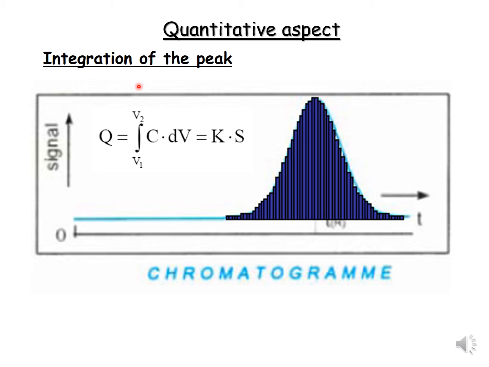So here you have the representation of the integration of the peak. So the representation of this equation, you see the peak, the Gaussian peak, classically obtained on a chromatogram, and you see that we integrated the surface of this peak, and all the surface of this peak is proportional to the detected quantity of matter.